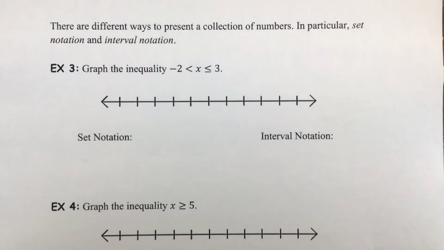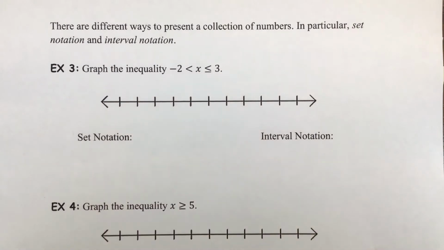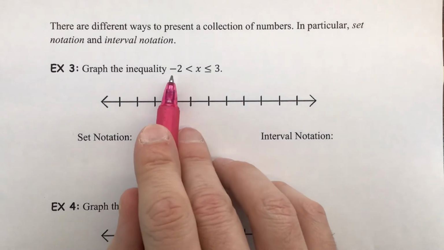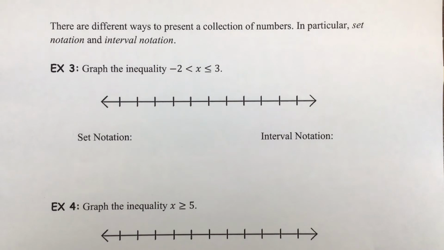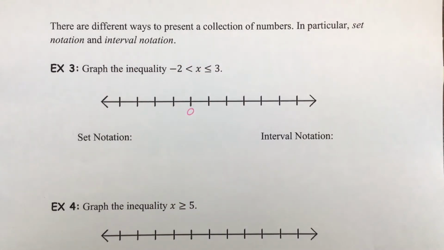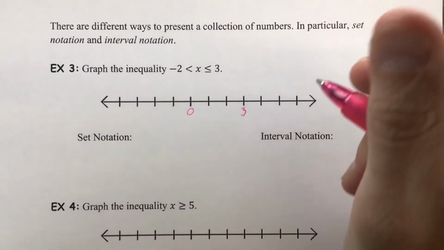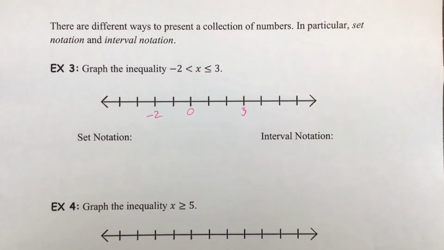All right, for examples 3, 4, and 5, we're going to be looking at set notation and interval notation. We're going to start off with some inequality. This one says that negative 2 is less than x is less than or equal to 3. And what I'm going to do is make a graph of that on a number line. Now the key numbers that I need to identify are going to be negative 2 and 3. So I'm just going to choose this to be 0, just to give a location for that. And if that is 0, then 3 is going to be over here, and negative 2 will be there.